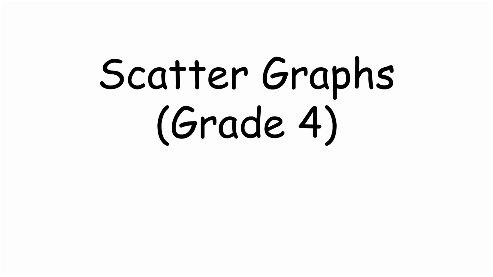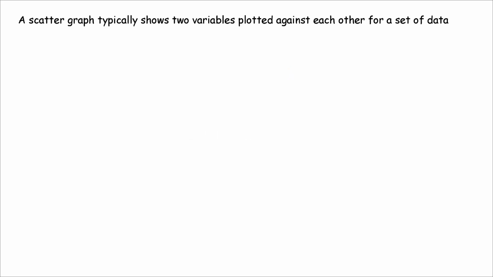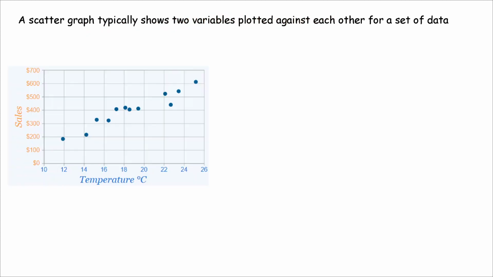Okay, in this video we're looking at an introduction to scatter graphs and what they are, and we're going to be looking at how to plot a scatter graph also, as you'll see later. Now, what is a scatter graph? A scatter graph typically shows two variables plotted against each other for a set of data. So let's look at an example.